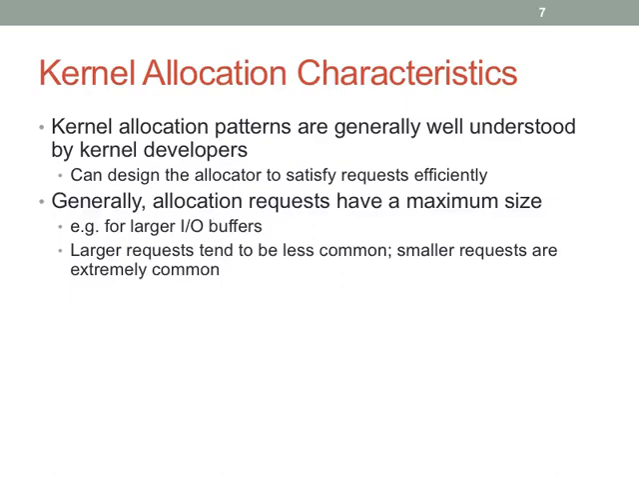So normally there's a maximum size. It tends to be that a lot of the data structures inside the kernel are relatively small. You may have them allocated and released frequently, but it tends to be that the allocation requests are small. Less frequently, you have larger buffers that are allocated. So maybe a 4 kilobyte buffer, maybe an 8 kilobyte buffer, but those tend to be a lot less common. Okay?